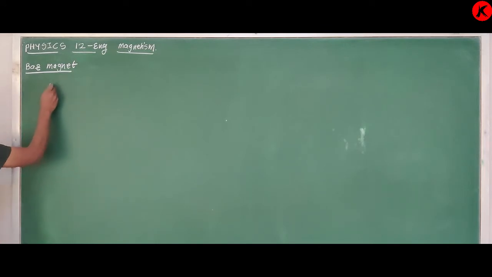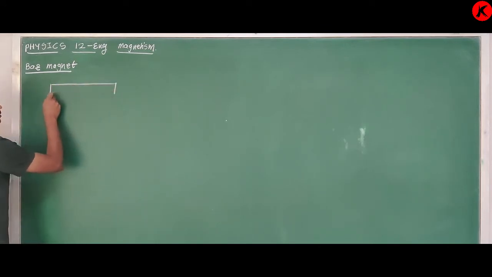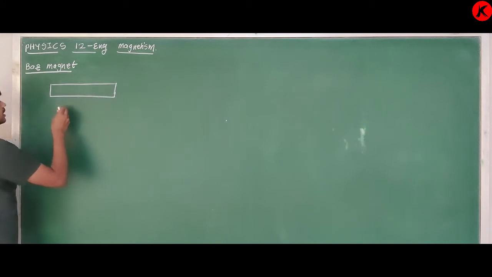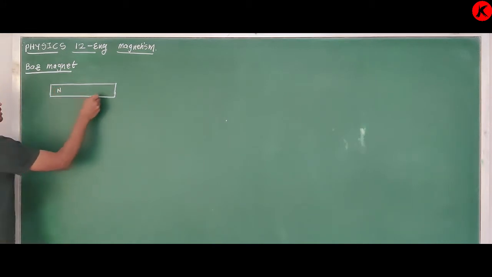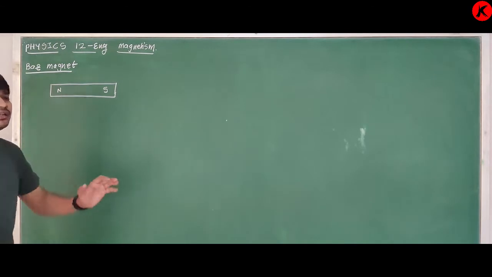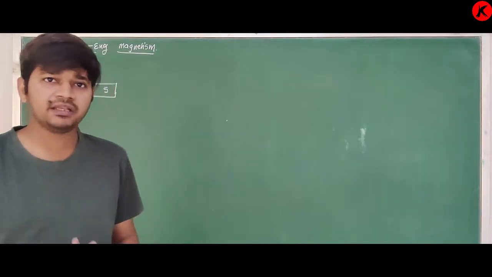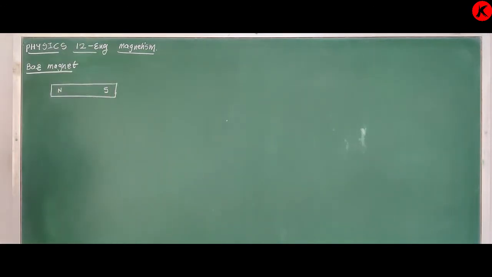So see, for example, it is a bar magnet. Suppose this is its north pole, and suppose this is its south pole. So we can say it is one bar magnet, and due to this bar magnet, a magnetic field is produced. Now we will see some quantities about this bar magnet.